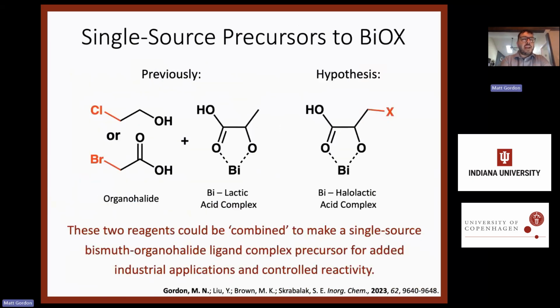And so then moving into a second paper in my degree, we took a step back and we realized we had these organohalide molecules alongside a bismuth lactic acid complex. One of the areas of the literature that I've been reading about is single source precursors, which have a lot of industrial applications, including compatibility of otherwise incompatible functional groups. And so I thought, can we combine these? Can we make a bismuth halolactic acid complex where our halogen atom is directly built into the bismuth complex?